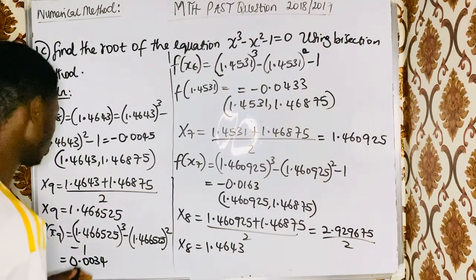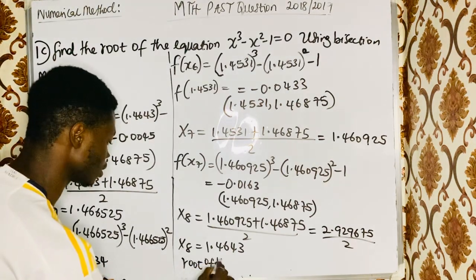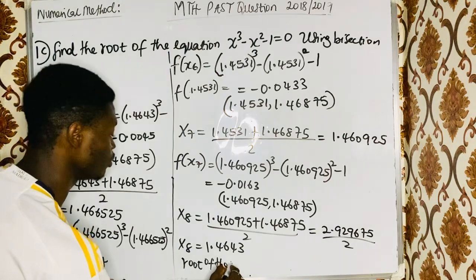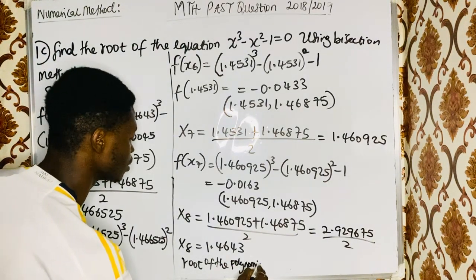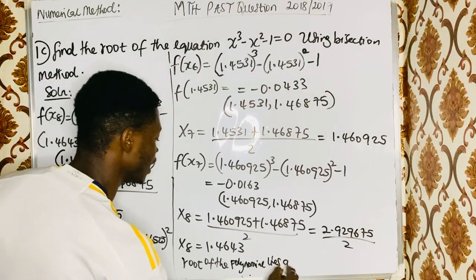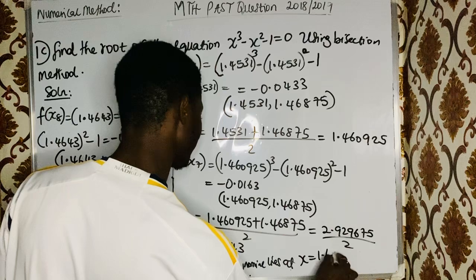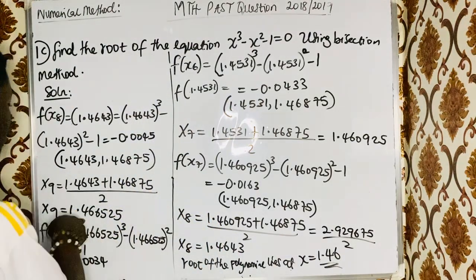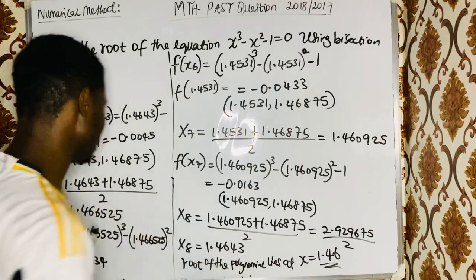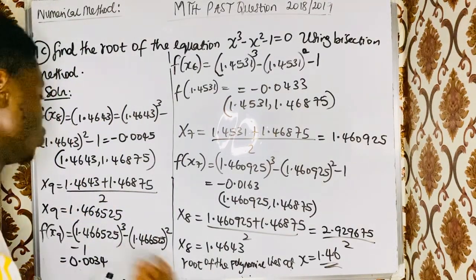So our root, the root of the equation of the polynomial, lies at x equal to 1.46. So if you notice closely, this and this, we have gotten the same answer. So we are going to do what? Stop. But if you do not get the same answer, you're supposed to do what?